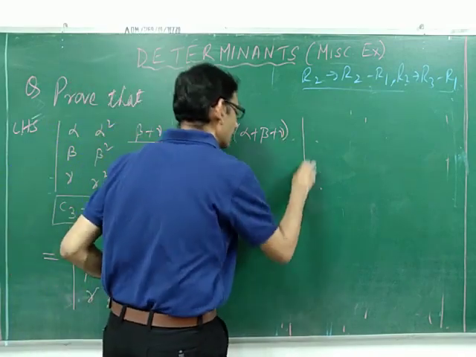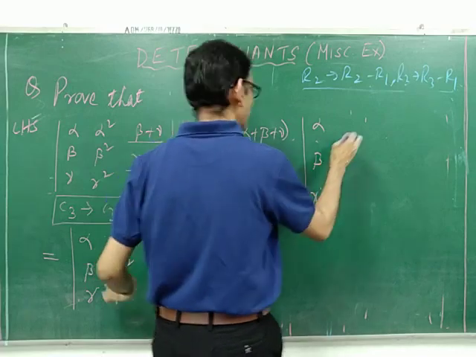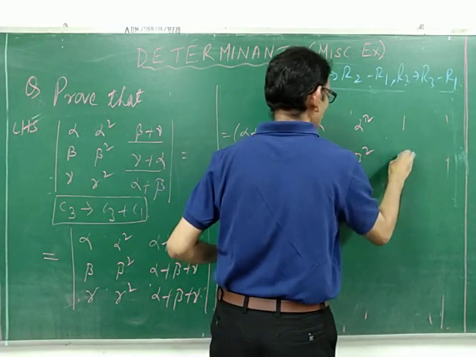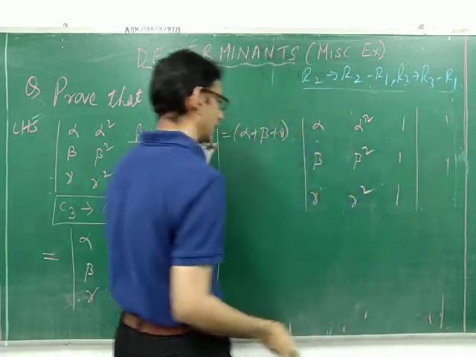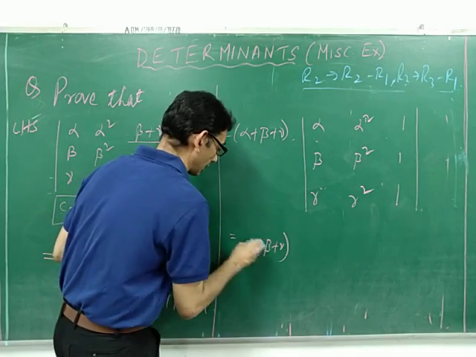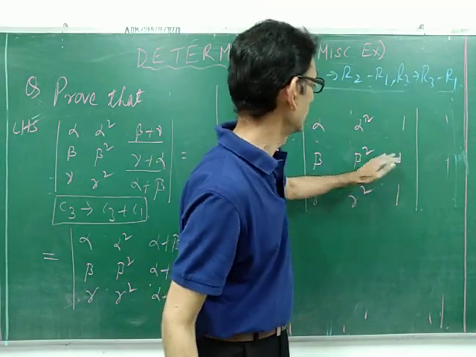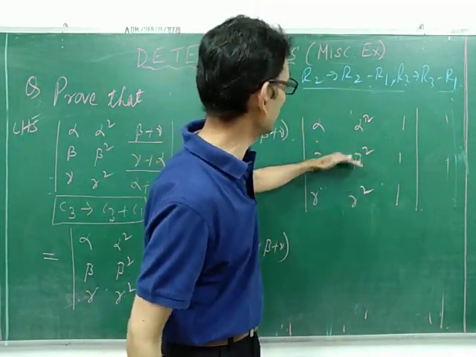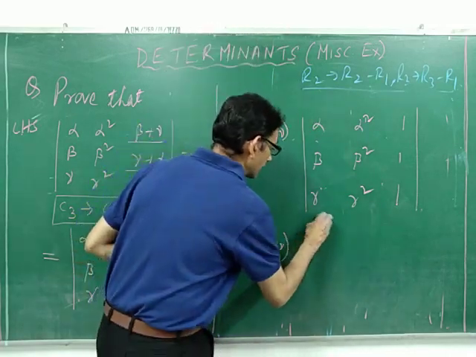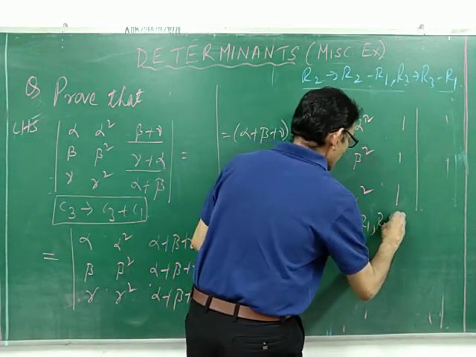Now what is the left out determinant? This is alpha, beta, gamma, then alpha squared, beta squared, gamma squared, and 1, 1, 1. So what is the next rule to be applied? The next rule is very simple. We are going to make this 1 and this 1 into 0. It means we are going to change R2 to R2 minus R1, and R3 to R3 minus R1. So you can write that step.